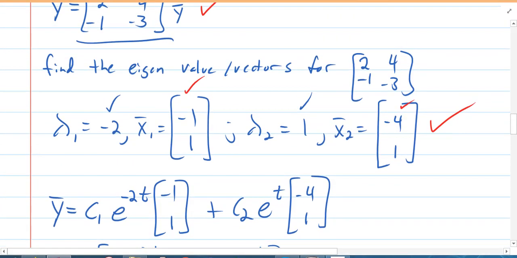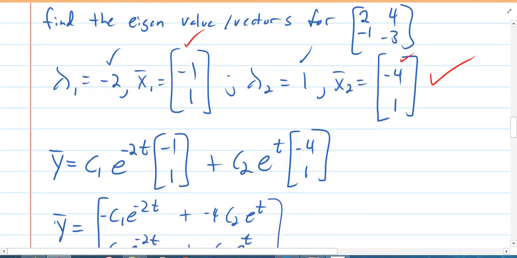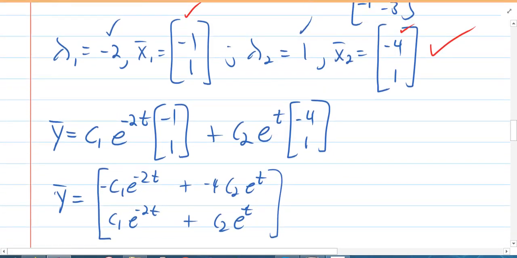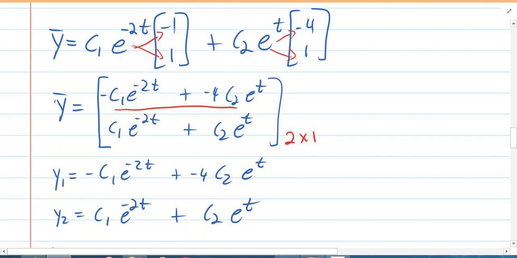Right, now, that's kind of how we write the solution, just to make sure that you're fully aware of what I can run all of that together, right? So I can run the C1 e to the minus 2t in here, and I can run this one in here. I can then add them. This is a 2 by 1 matrix, and from that I get an equation. I get y1 and I get y2. So y1 is minus C1 e to the minus 2t plus minus 4C2 e to the t.